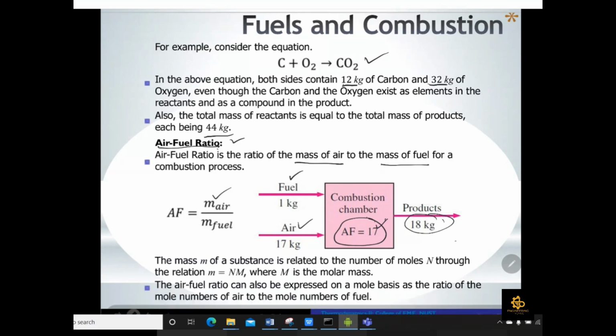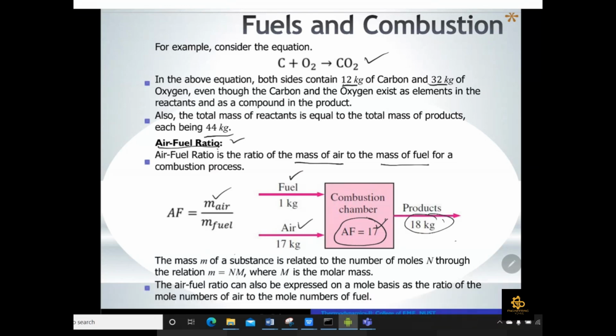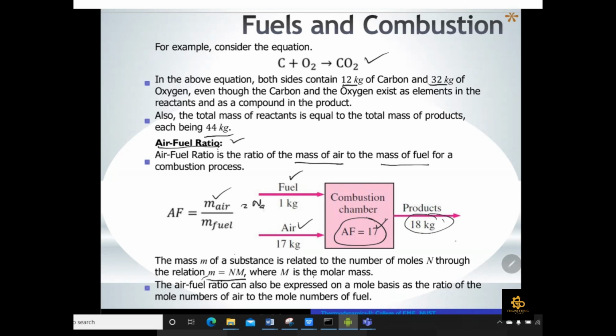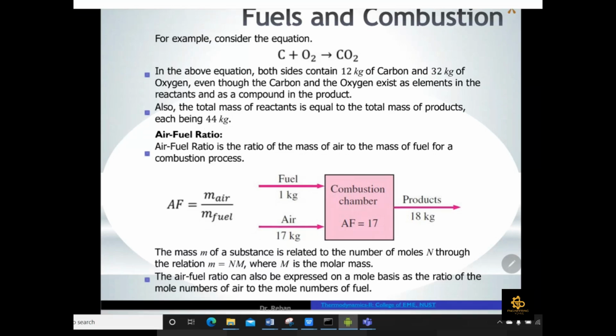Okay, so here we are representing the air-fuel ratio in mass terms, so we can say it is on a mass basis. We can convert it into the mole basis as well by using this relation: mass equals number of moles times molar mass. Simply plug the values in, the number of moles of air and mass of air over the number of moles of fuel and mass of fuel. So if we have to represent the air-fuel ratio in molar form, we can easily develop the equation.